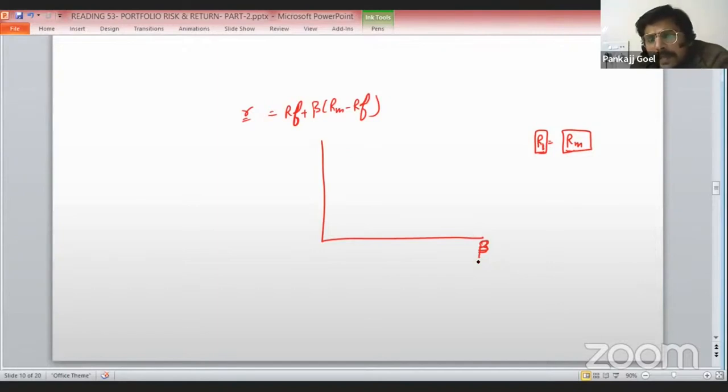So on the x-axis, let me put beta. On the y-axis, let me put return. If the beta number increases, my return will increase. This is a linear relationship, because there is no such correlation or anything. This is simply linear. If I increase this number, it will increase linearly. If it becomes zero, risk-free assets have beta equal to zero. Remember this. Risk-free securities have beta equal to zero. Market has beta of one. Aggressive securities have beta greater than one. Defensive securities have beta less than one.